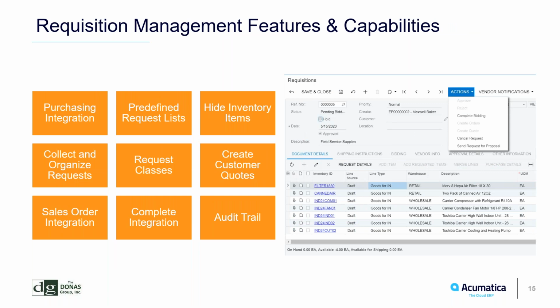Save time and eliminate paperwork by automating the requisition process, streamlining the vendor bidding process by emailing requests to multiple vendors. Audit trails track all transactions, including the identity of users who entered, approved, and modified records.